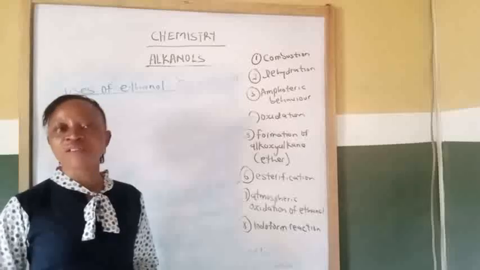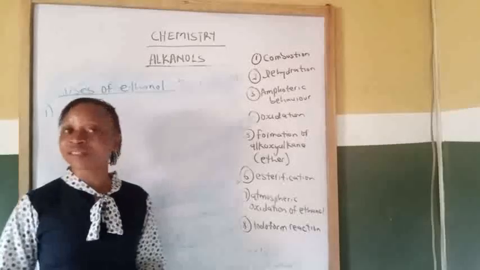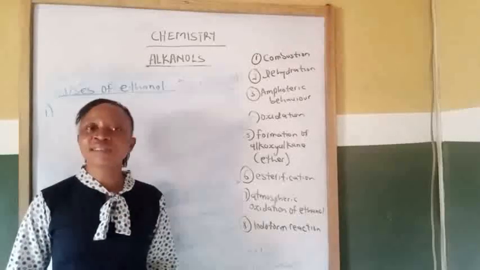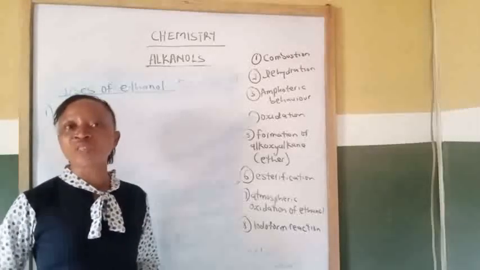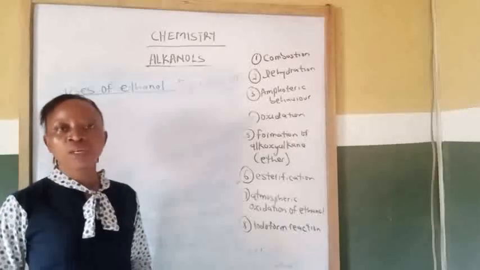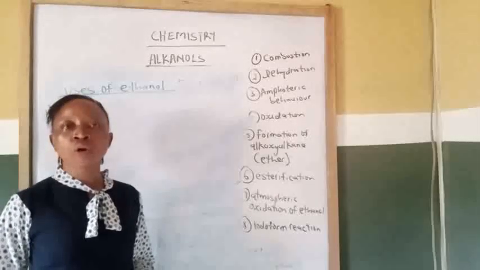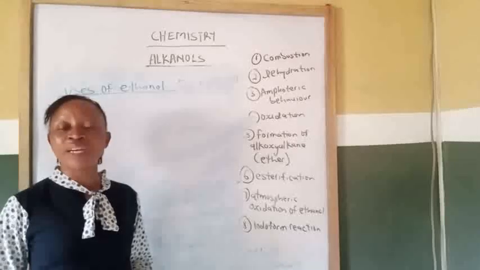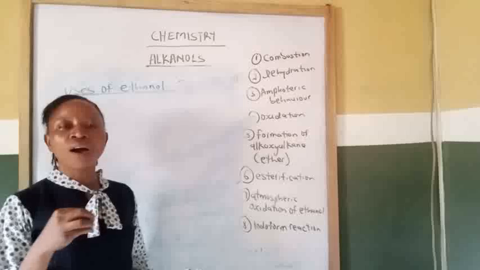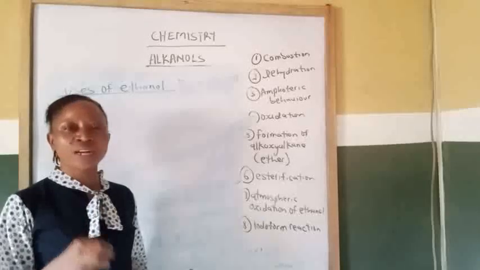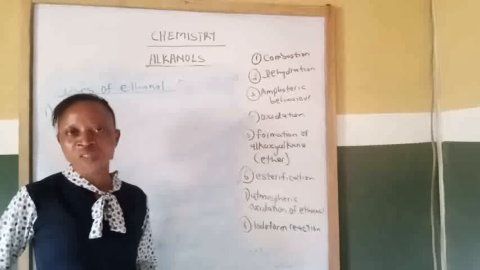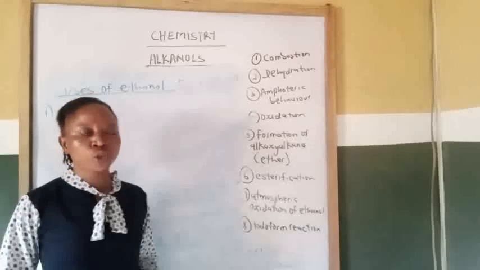Then ethanol can also be used to sterilize surgical instruments, in order to kill germs. Ethanol can also be used in cleaning skin for injection. In a medical laboratory or in a hospital, they soak cotton wool in ethanol. They call it a swab, and they use it to clean the surface of the skin for injection.